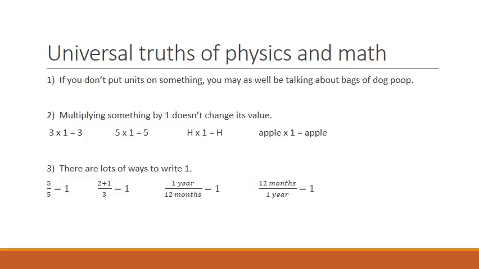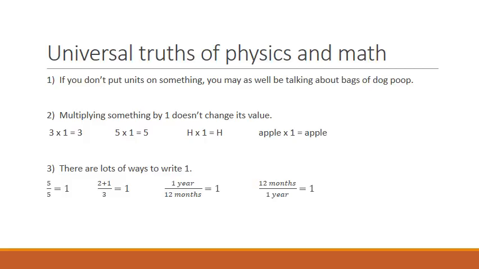Now the thing you may not have thought about is that there's actually lots of different ways to write this 1. So 5 over 5, the fraction 5/5, is also equal to 1. Which means if you look back at step number 2, 5 over 5 can replace any of those 1s, right? So I could do 3 times 5 over 5 and it's still going to be equal to 3. Or an apple times 5 over 5 is still equal to an apple. In general, anytime the top of a fraction, the numerator, is equal to the bottom of the fraction, the denominator, then that fraction is going to be equal to 1.